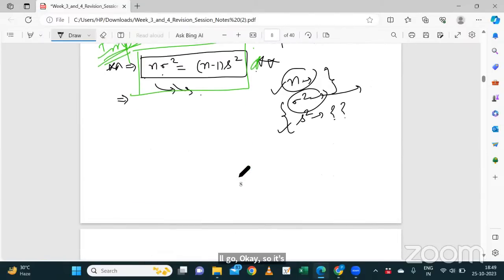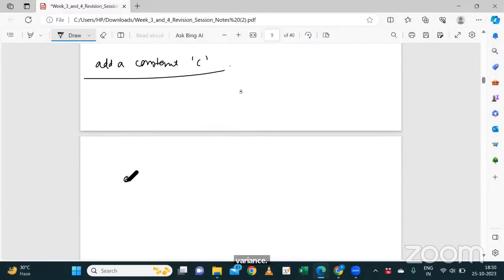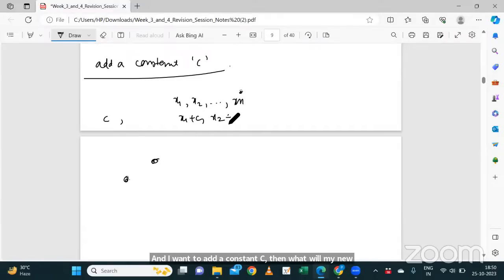Now tell me, in case of mean, median, mode, we saw what happens if I multiply by a constant, or add a constant. If I want to add a constant C, what will be the effect on my variance? I will take the example from the population variance, and you can do the same for the sample variance. Suppose I have observations x1, x2 up to xn, and I add a constant c. Then my new observations will be x1 plus c, x2 plus c, up to xn plus c.